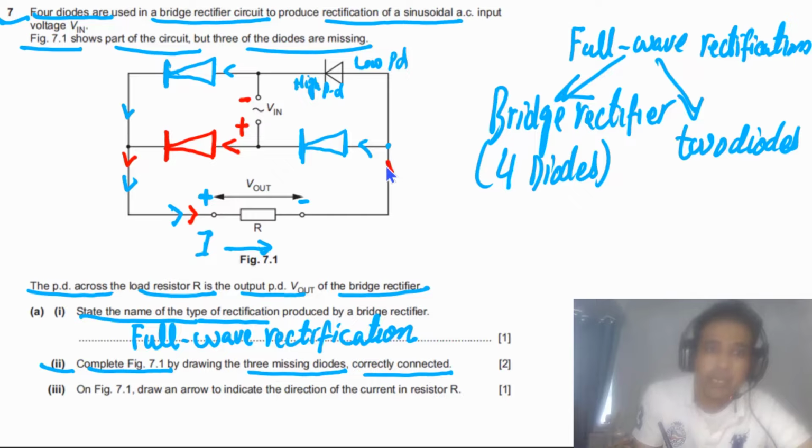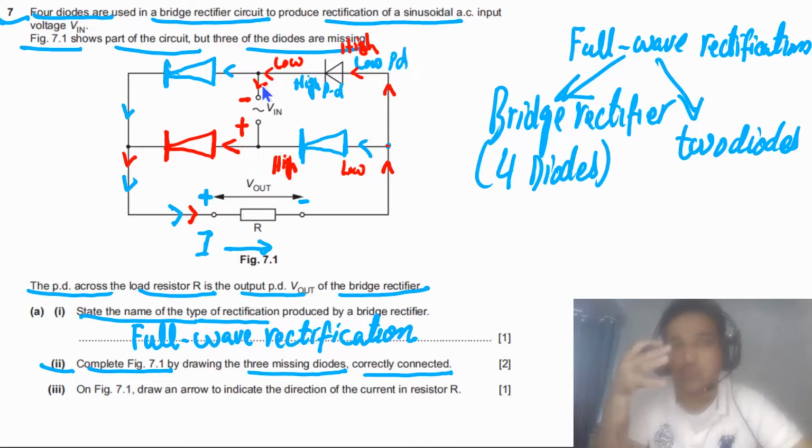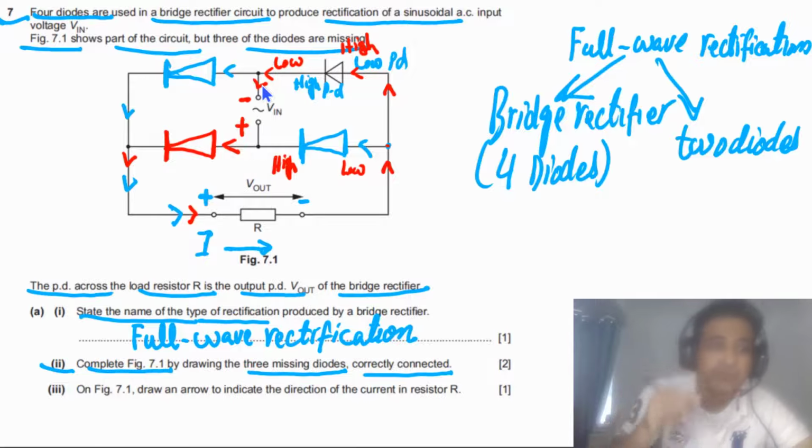And when the current is at this point, current cannot go this way because this is at high PD, it is connected with the positive terminal, and this is at low PD. Current cannot flow from low to high, so current has to go this way. So current will cross this one. Now you see this one, for this current, this side is low now and this one is high, so current can flow from high PD to low PD. So current will flow this way and finally enter here. So this is how you need to draw these diodes. I hope this one is clear to you.